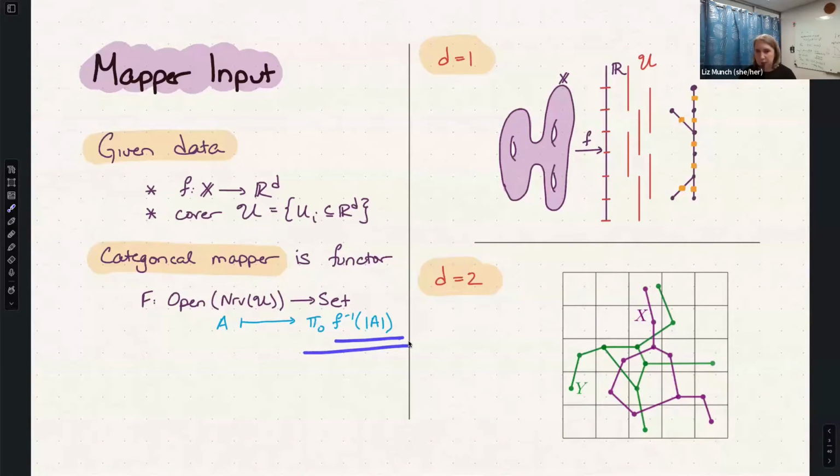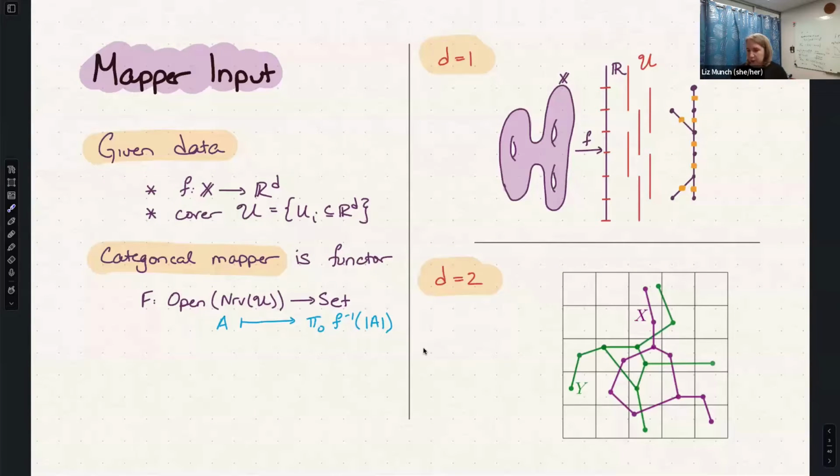So pi naught is the functor that spits out connected components for whatever your input topological space is. And of course, this is a functor. I didn't write down everything. So if you have some containment of A into B, then I've got some sort of, oops, that should be a B, right? So I've got all of these relationships between all of my compositions or inclusions of sets. And so I've got all this additional structure that I can use.